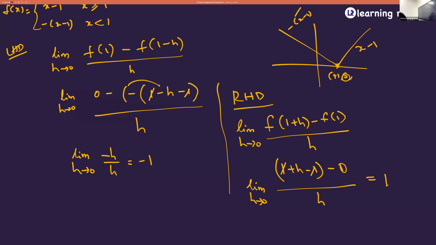You will get the left hand derivative as 2, for x less than 1. Left hand derivative will be 2. Right hand derivative will be 1. 2x plus derivative of 1 is 0, so you'll get only 2x. So in the place of x, you will substitute 1. Whereas for right-hand derivative, you will get only 1.